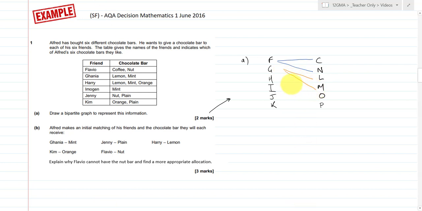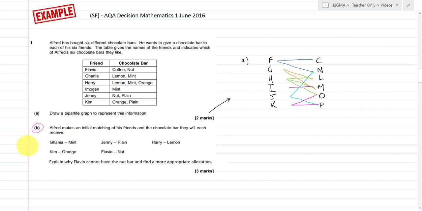Harry is happy to have lemon, mint or orange. I should have done that in orange, right? Imogen is happy to have mint, and we can already see a restriction here. Jenny is happy to have nut or plain. And Kim is happy to have orange or plain. So Imogen has completely ruined it, and quite selfishly she said she'll only have one of them, and so when it gets to part B, that's going to be a restriction we're tied in with. So that's our first 2 marks.